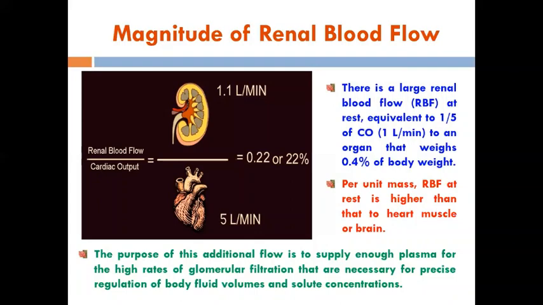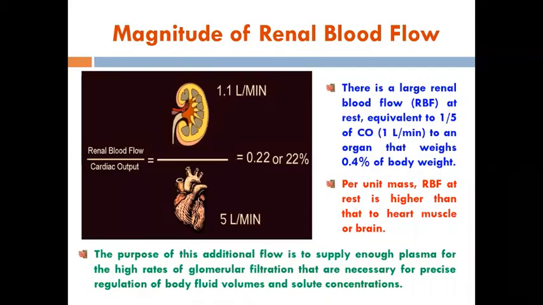If you take 22% of the cardiac output, you know that the cardiac output on average is 5 liters per minute. So 22% of that 5 liters is going to the kidneys. If you calculate 22% of 5 liters, it will give you about 1.2 to 1.3 liters delivered to the kidneys per minute.